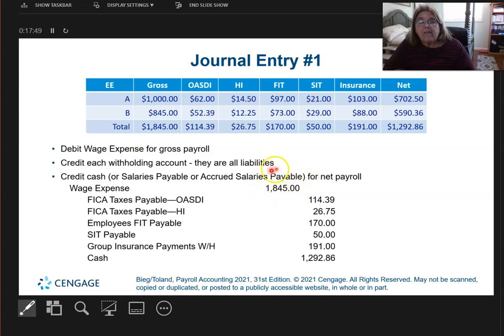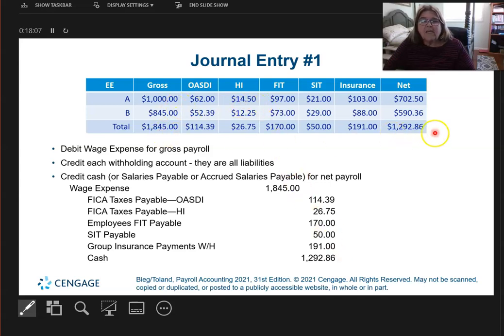This is what I, the employer, pay out as an expense. These are all the monies withheld from your paycheck as the employee. And here's the take-home or net pay for each one. Okay, let's look at journal entry number 2.